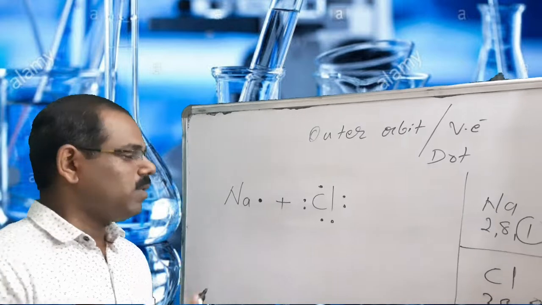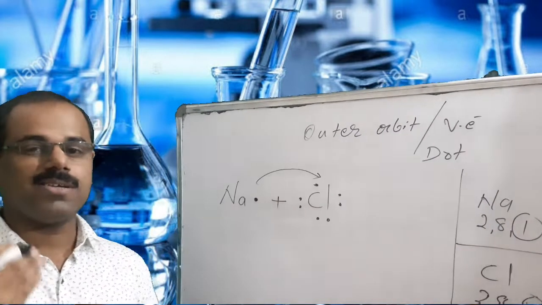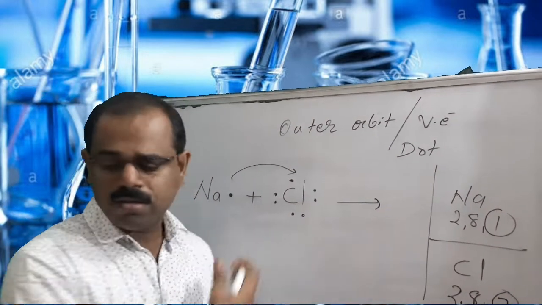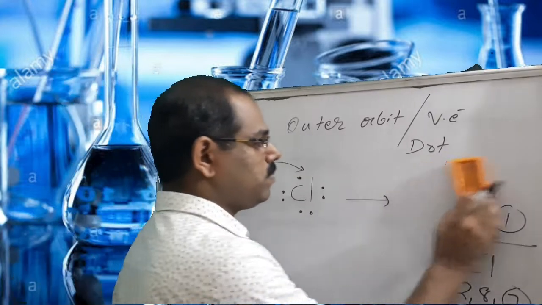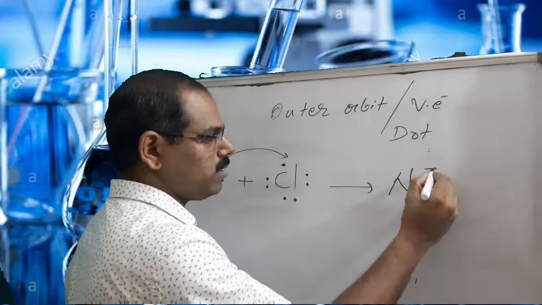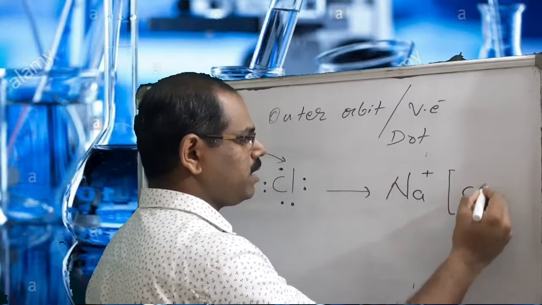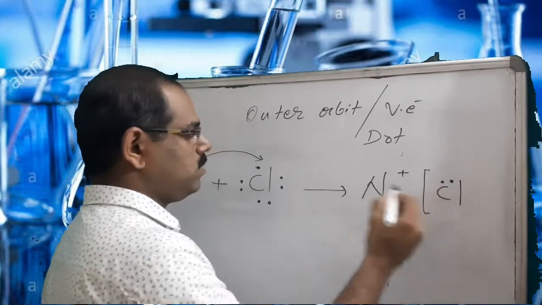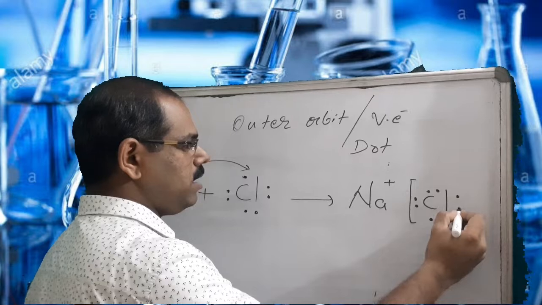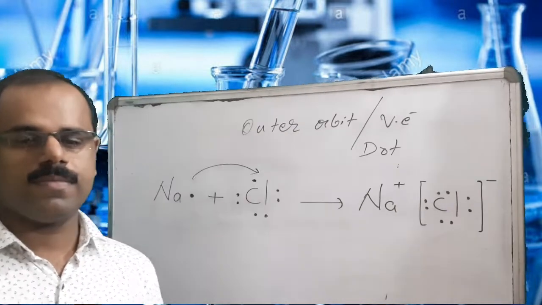So we know that sodium loses its 1 electron. Who gains? Chlorine gains. So after losing or gaining, sodium becomes sodium ion. Chlorine gained 1 electron, so chlorine becomes 2, 4, 6 and 8. So we give a minus charge.